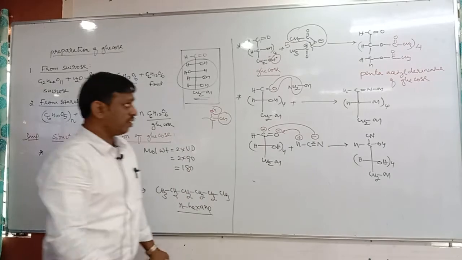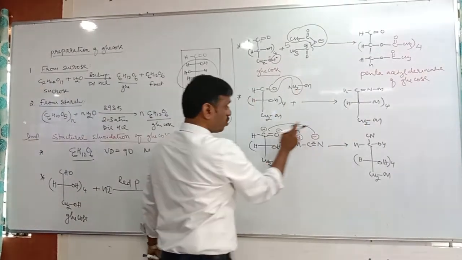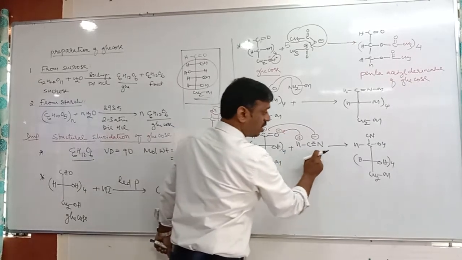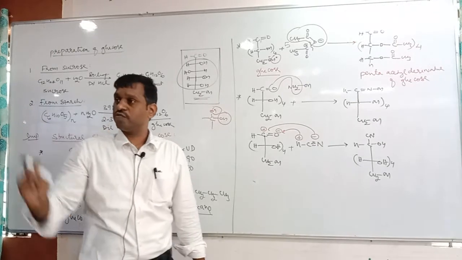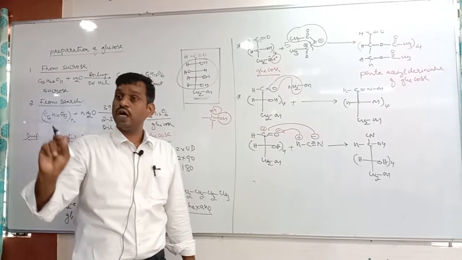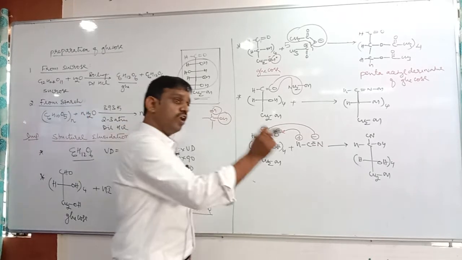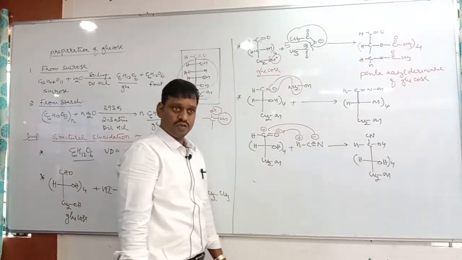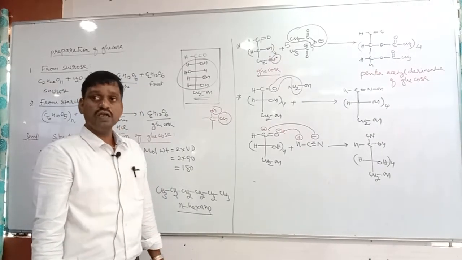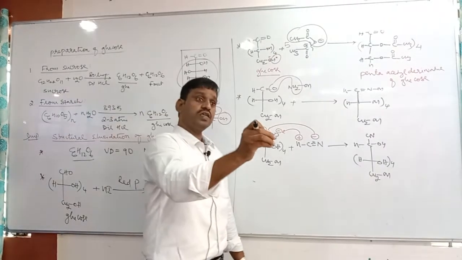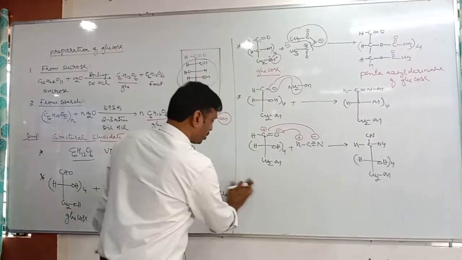So now tell me, glucose reacts with hydroxylamine, it forms oxime. Glucose reacts with hydrogen cyanide, it forms the corresponding cyanohydrin. So these two reactions confirm that glucose contains a carbonyl group. It means it may be aldehyde or ketone, because both aldehyde and ketone give the same reaction. But how do you confirm that glucose contains an aldehyde group? So there is another reaction.